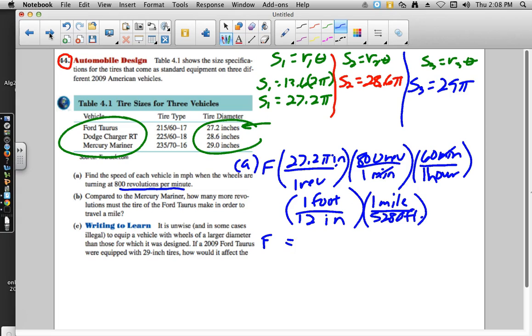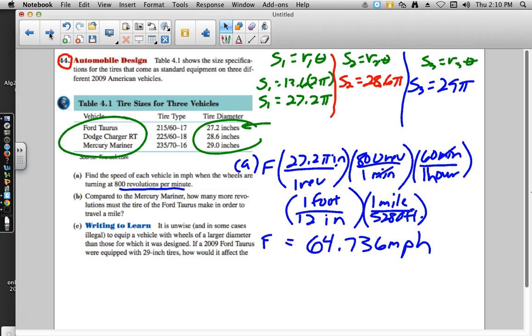So for the Ford, we would multiply 27.2 pi times 800 times 60 times 1 times 1 in the numerator, divided by 1 times 1 times 1 times 12 times 5,280, and that is 64.736 miles per hour.